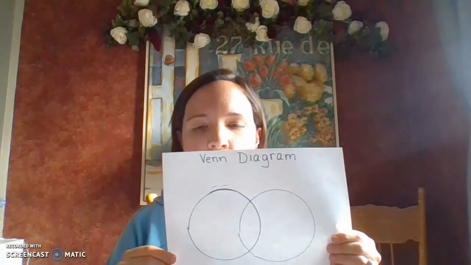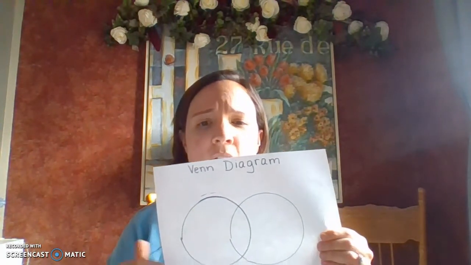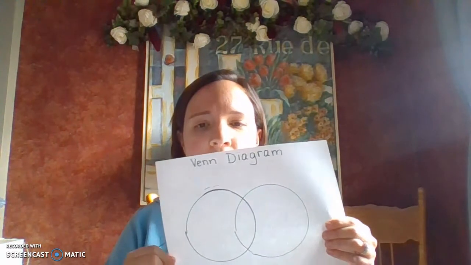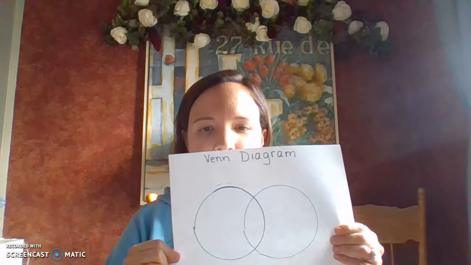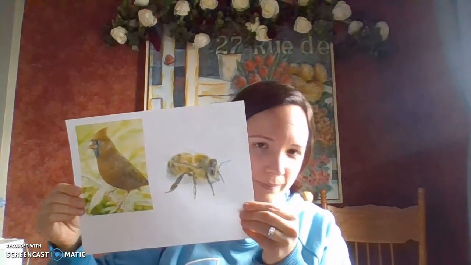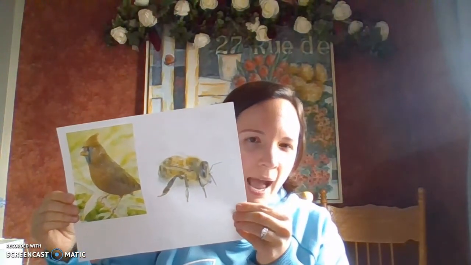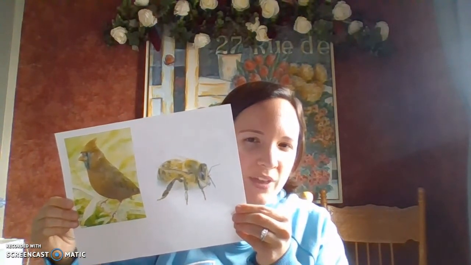Now remember, if you want to practice at home, you should go ahead and draw a Venn diagram. Remember, Venn diagrams are two circles that interlock with each other. So if you'd like, go ahead and draw your own Venn diagram. Now, we are going to be comparing and contrasting birds and bees. So take a second. How are birds and bees the same and how are they different?